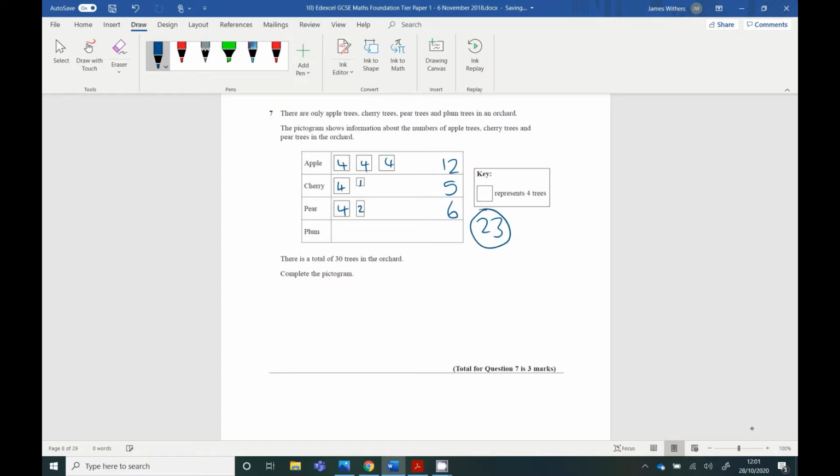Now we're told that there is a total of 30 trees in the orchard, so the others must be plum trees. Now 30 take away 23 is 7. So we need to represent 7. So that needs to be 1 whole, which is 4, and then 3/4. So just fill in 3/4. So 1 3/4.